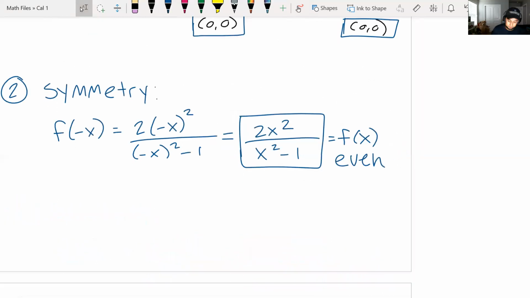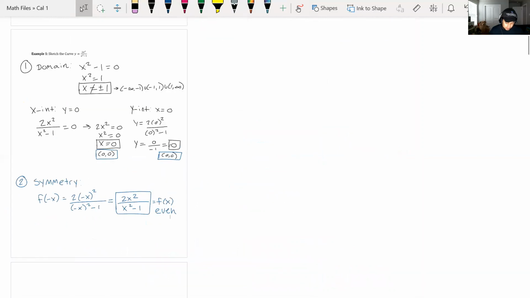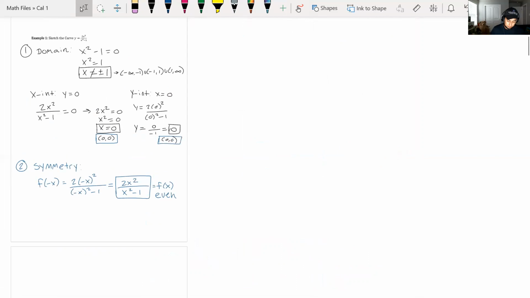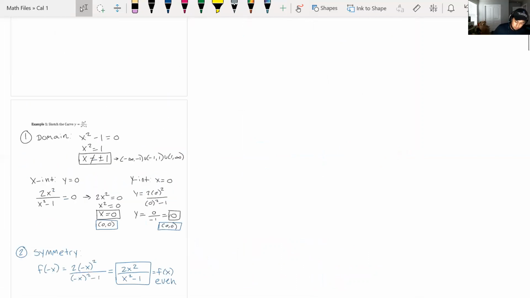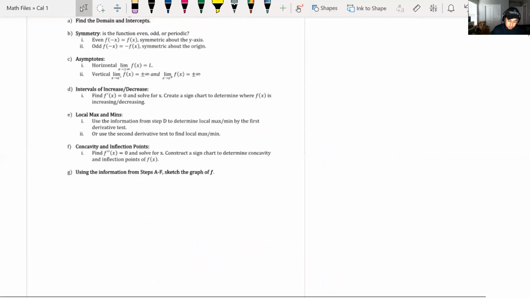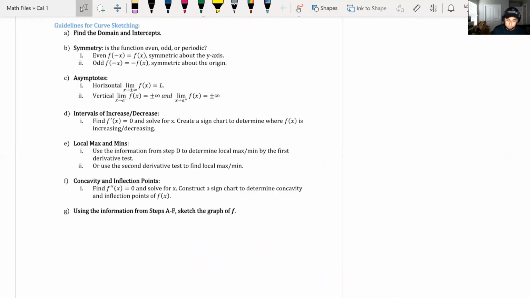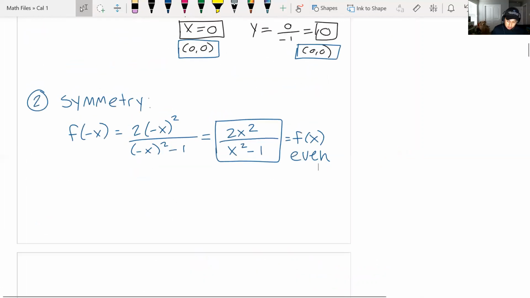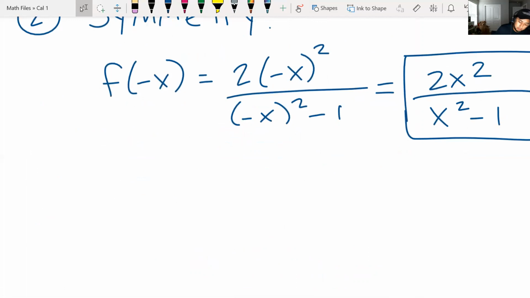Step 2 is done. Oh man, am I using my space correctly? A little bit. Okay. Now, step 3 is asymptotes. So maybe I can fit that here if I write smaller. So, step 3. We are first going to look for vertical asymptotes.